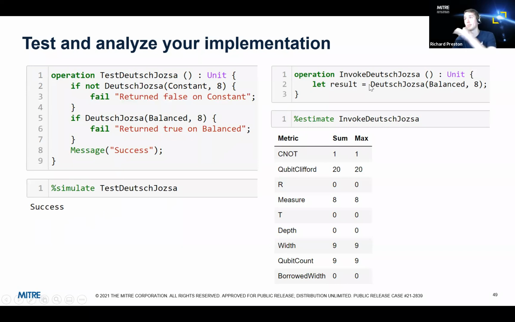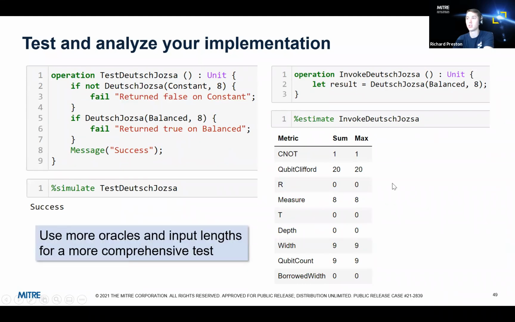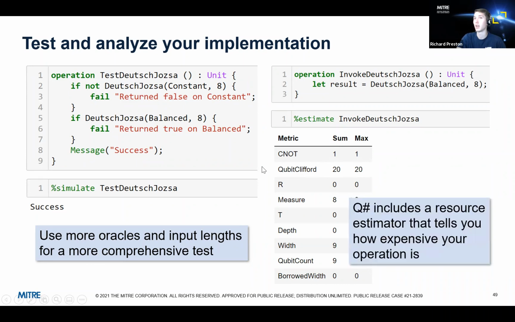The other cool thing you can do is use this magic command, estimate, to estimate the computational resources that would be required to run this on a real quantum computer. Right now you're just on a classical simulator, but if you're actually going to compile this code and run it on a real quantum computer, it'll tell you how many qubits you need. You need 9 qubits. You're going to measure 8 times. You're going to have 20 of these, called Clifford gates, and you're going to have 1 C-naught gate in there. So yeah, Q# includes a resource estimator that tells you how expensive your operation is.